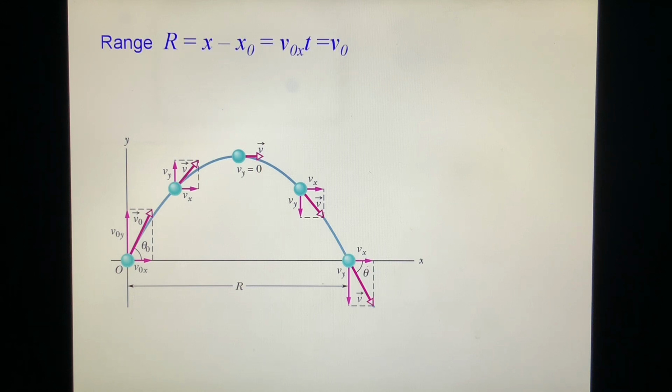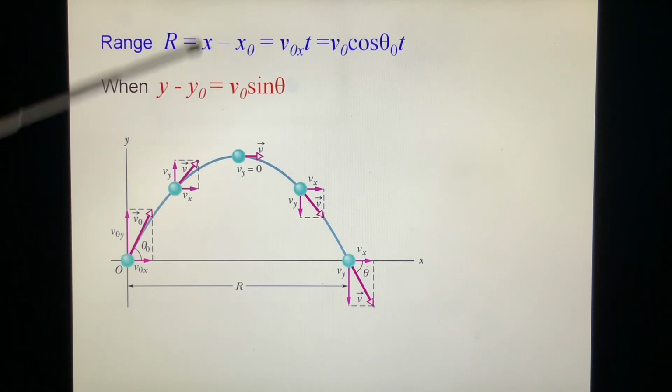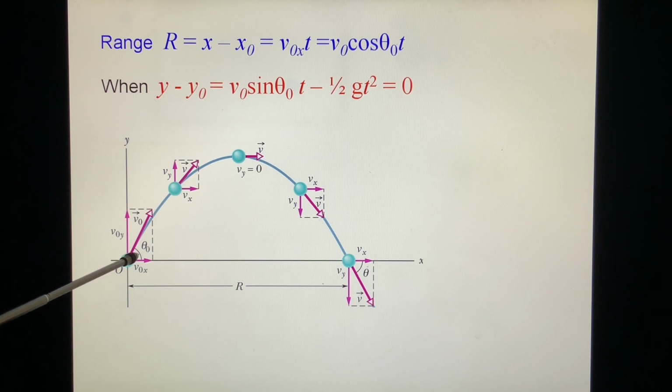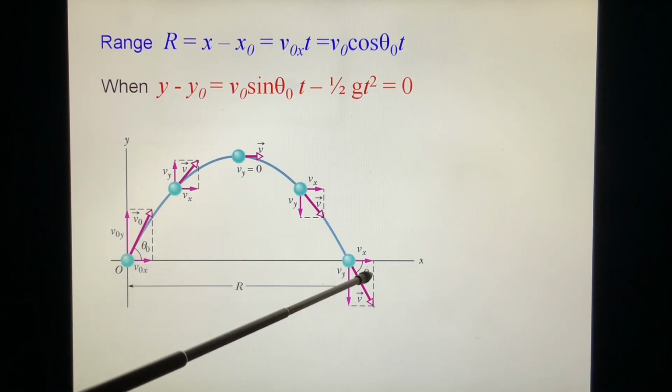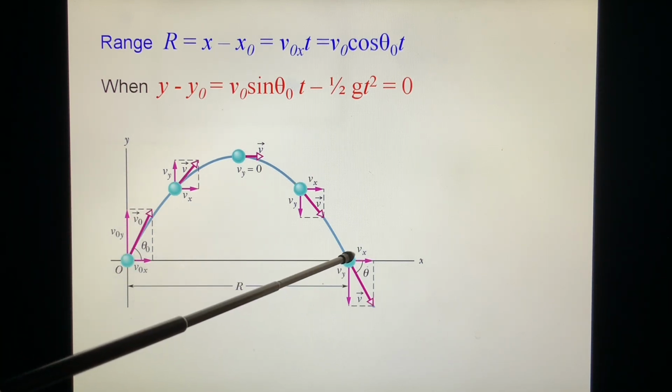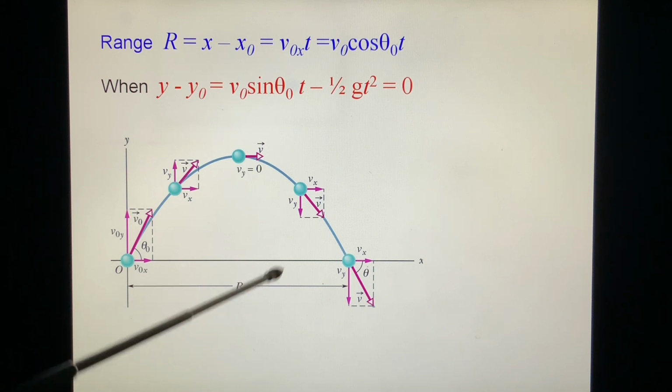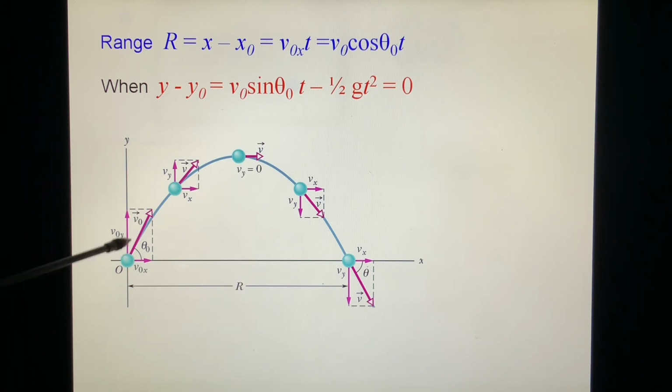Now, we introduce range. Range is when your projectile and you are at the same level, it reaches this distance called the range, usually from horizontal sea level to sea level, or from ground to ground. For the physics, y minus y0 is 0. In this case, you get R.